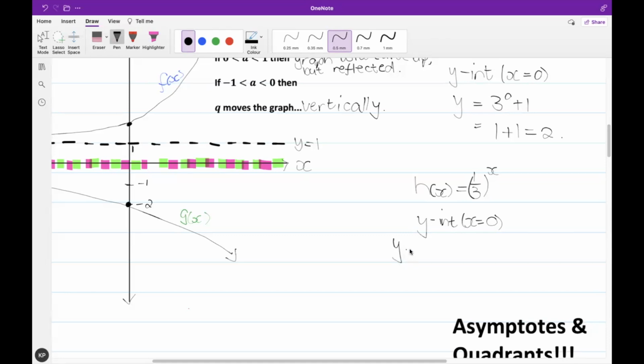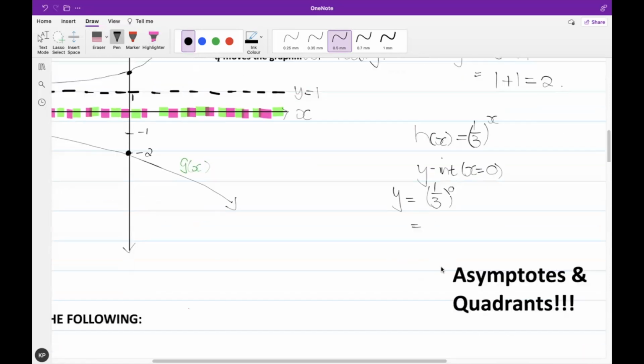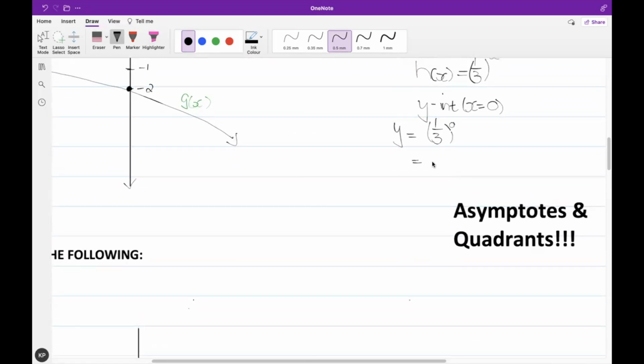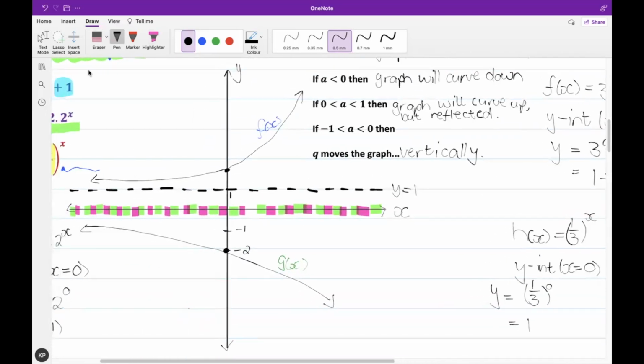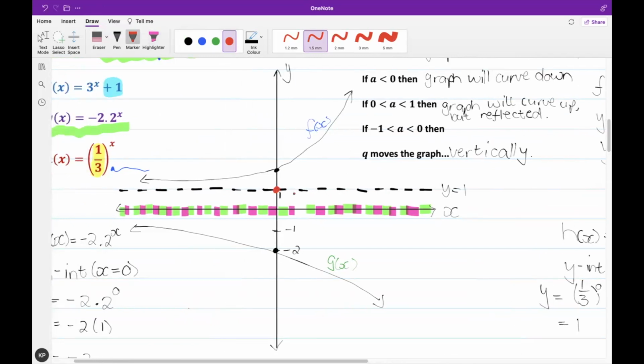We'll say y is equal to 1/3 to the power of x. I mean, to the power of 0. And anything to the power of 0, we said is a 1. All right, so we know that for this graph, my intercept, I'm going to draw it in red so that we can distinguish them. My intercept is over there at 1. And that means that my graph goes like so.